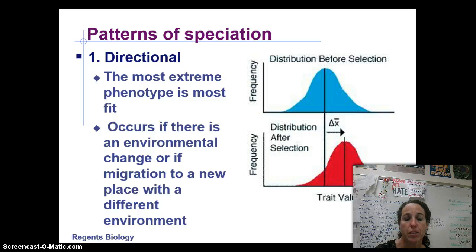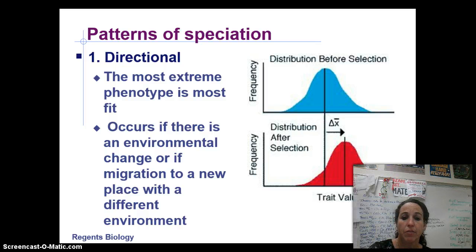So let's talk about these patterns of speciation that exist. And you have 3 graphs on your notes that you should be referring to during this. So the first pattern is called directional selection. And directional selection is, so normally we have this normal bell distribution where if we're talking about beaks, you have small beaks, medium beaks, and large beaks.